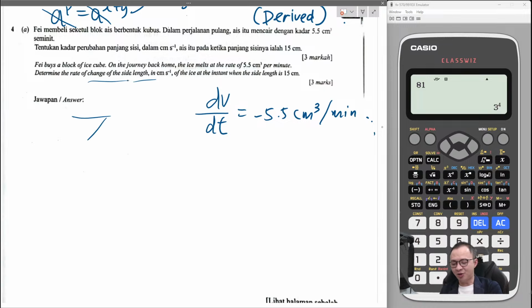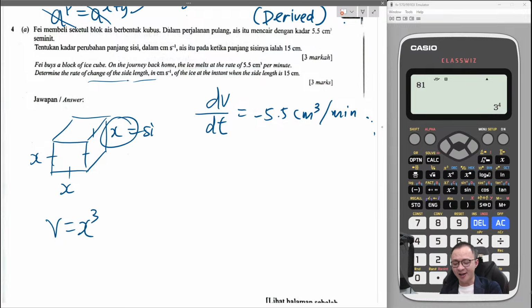Okay, so let's say I draw out the cube here, because I need to give a letter to the side. Since this is a cube, that means the length, width, and height are all the same. Let's call the side x. So the volume is basically x power 3, right? The side itself is x. So they ask us to find the rate of change of the side. When you see rate of change related to time, so dt at the bottom. They want to find the side, right?